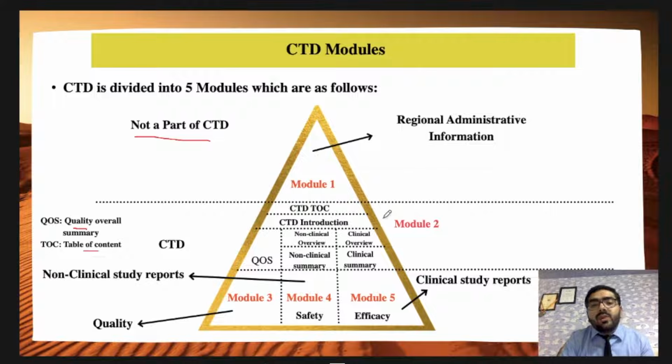So this is module 2, and then module 3 describes the quality part. Module 4 is for non-clinical study reports for the safety purpose, and module 5 represents the clinical study reports, which is for the efficacy studies. Okay, so this is the complete CTD module.